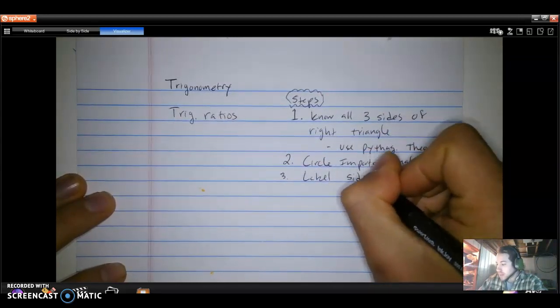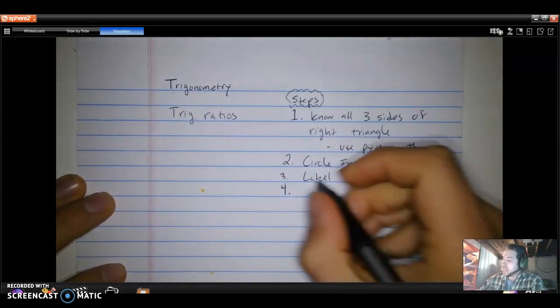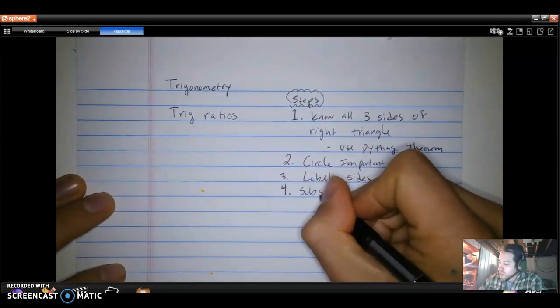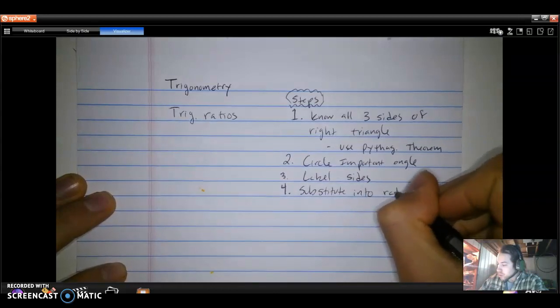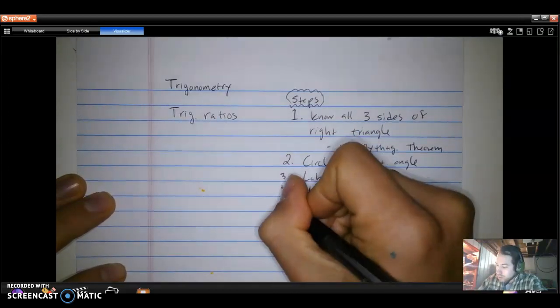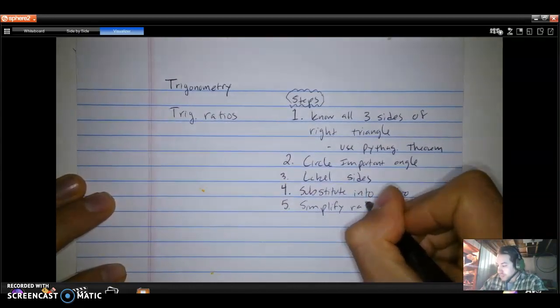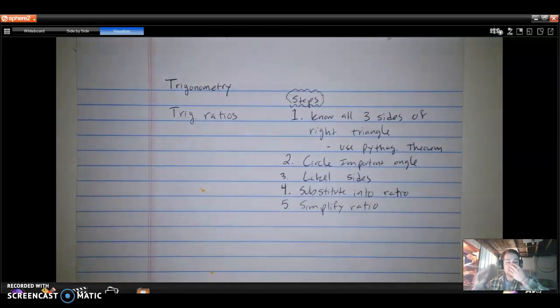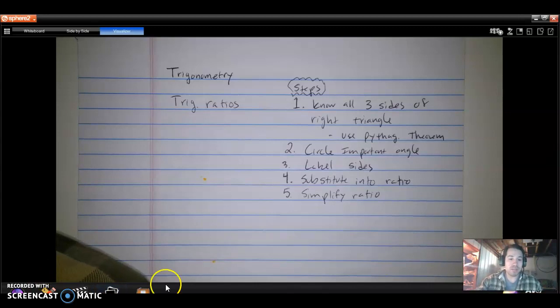Label sides is the third step, and step 4 is substitute into the ratio. It may also be helpful to simplify the ratio. These are all very, very helpful and important steps in figuring out and solving trig ratios. So make sure you have these written down. It's going to be very important when we look at an example here.